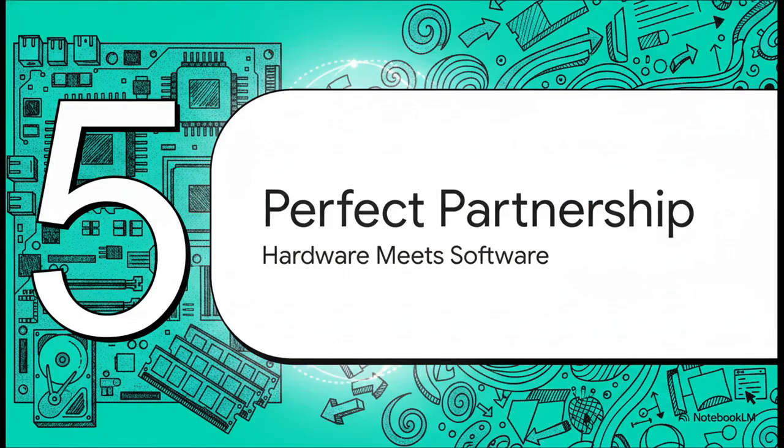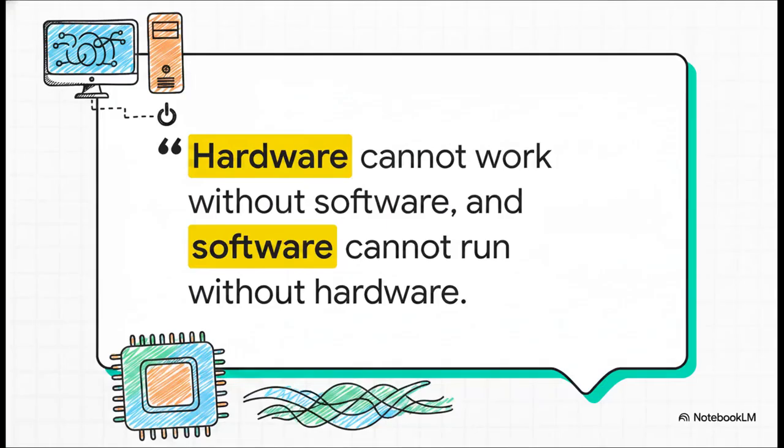Which brings us to Section 5, the perfect partnership. Let's see how hardware and software actually interact. Here is the golden rule you need to remember. They are entirely codependent. Hardware cannot work without software, and software cannot run without hardware. Think about it. You could have a $10,000 gaming rig sitting on your desk, but without an operating system installed, it is quite literally a very expensive paperweight. On the flip side, the most beautifully coded piece of software is completely useless if there's no physical processor to run it or screen to show it.